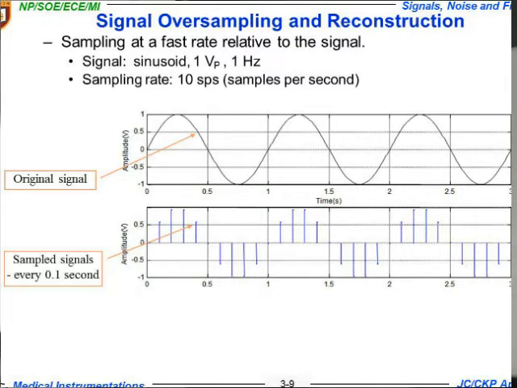So let's look at the diagram here. We have here a sinusoid, 1 volt peak, so that's the amplitude, plus 1 volt, minus 1 volt, that's what 1 volt peak means. And the frequency is 1 hertz, so if you look at the time here, we have 1 second time frame, 2 second time frame. 1 hertz means 1 cycle per second, so in 1 second we should have 1 complete cycle. And as you can see from this waveform, it is exactly 1 complete cycle for every second.